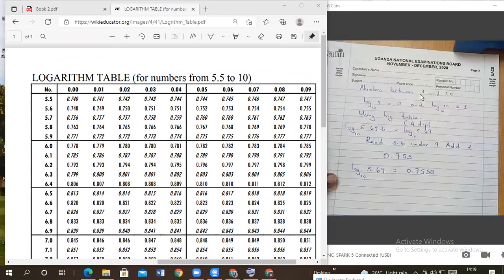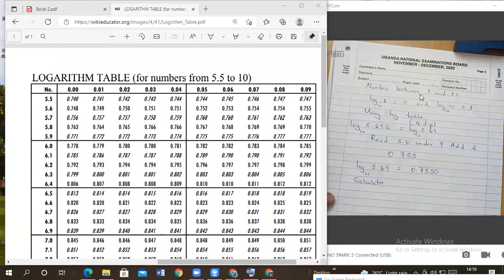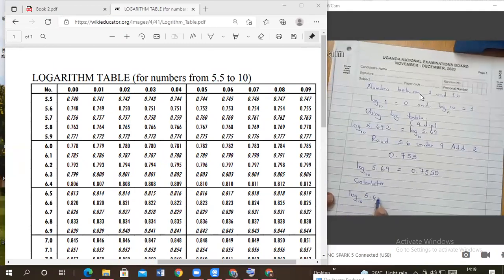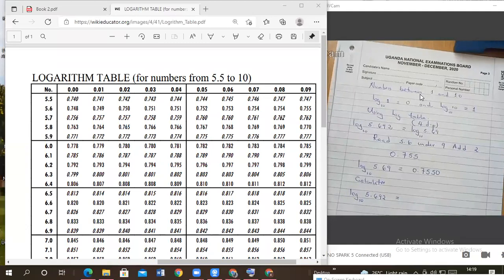But if you are using the calculator, you can press this directly in your calculator: 5.692. What do you get?